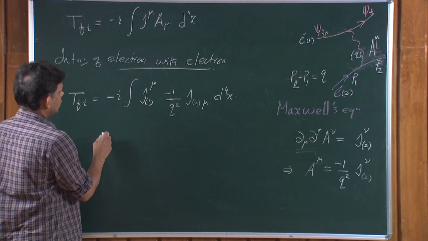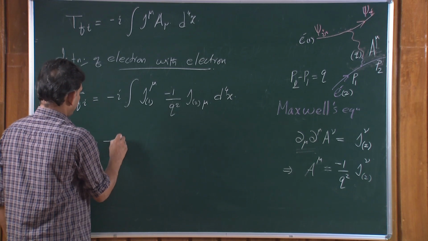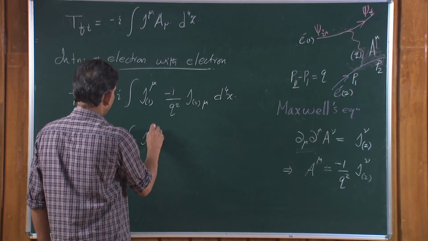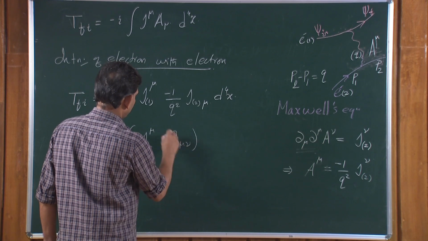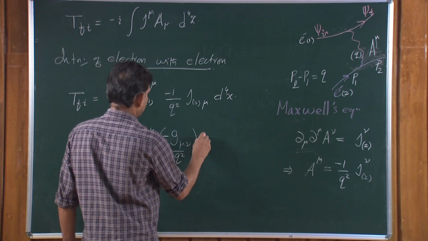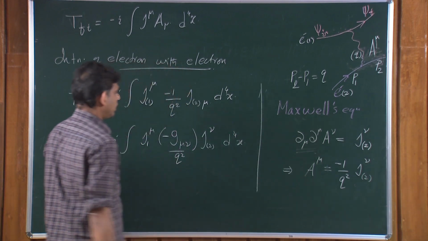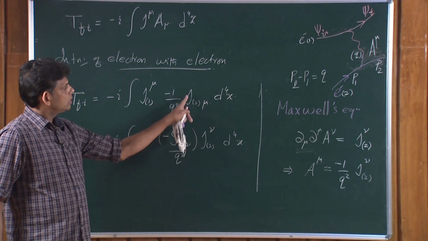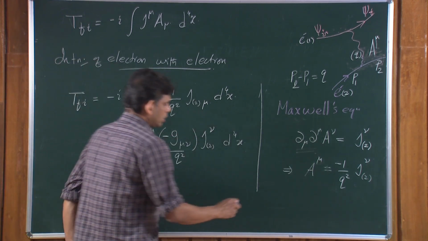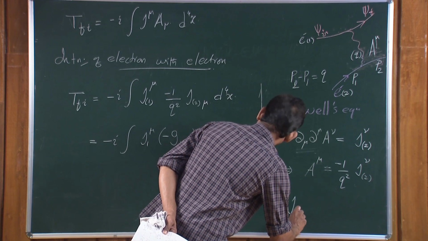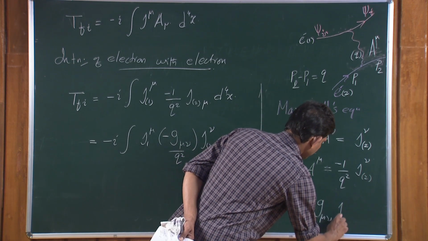Now, this is what we have, or I can write it in a slightly rearranged form, j 1 mu times minus g mu nu over q square and j 2 nu d 4 x. Nothing subtle that I have done here. I have just written this j mu as g mu nu j nu, that I could always write.